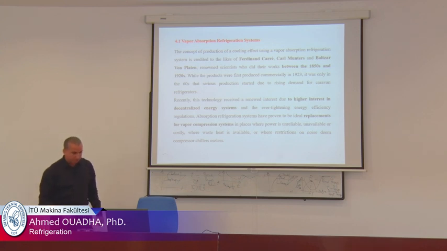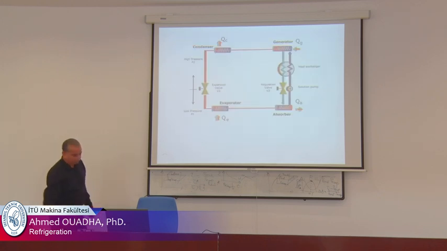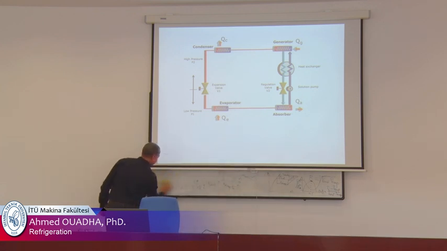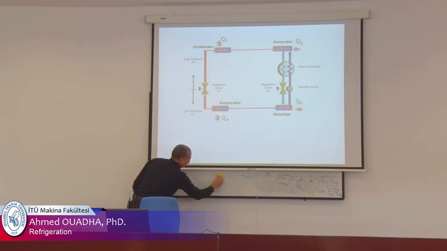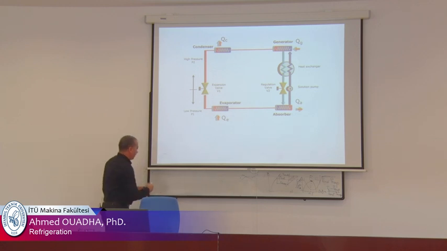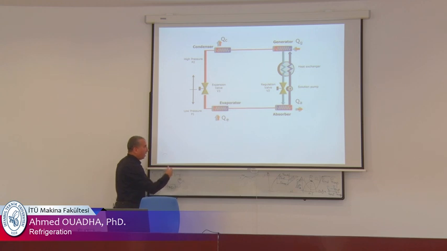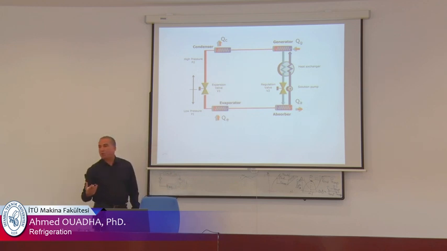In a simple refrigeration system, we said that it is composed of a condenser, compressor, and here an evaporator and a throttling valve. This is a simple refrigeration system like the system used for domestic refrigerators. And here, the element that consumes energy is the compressor.